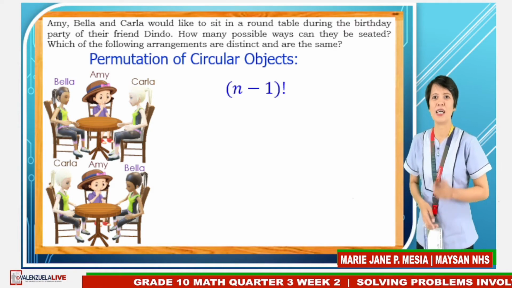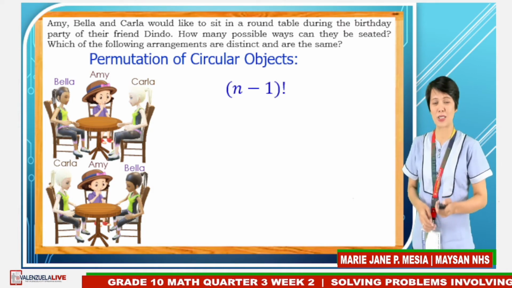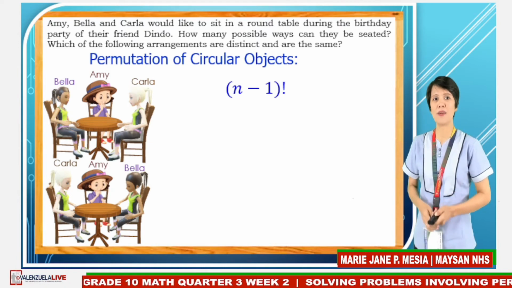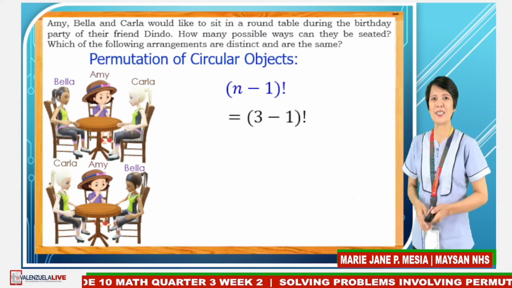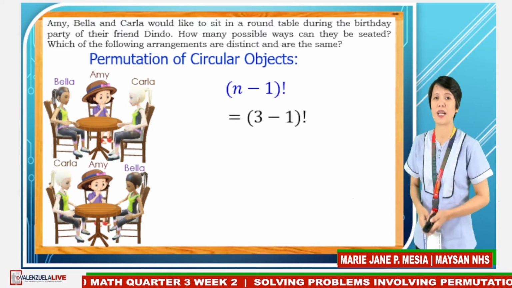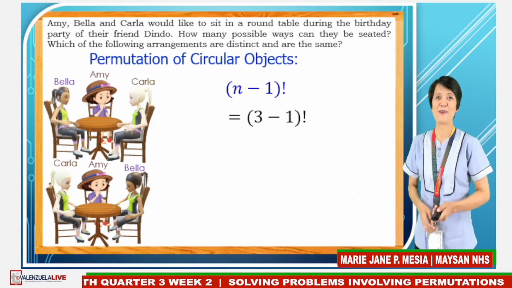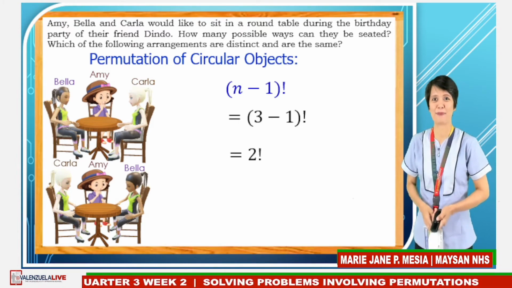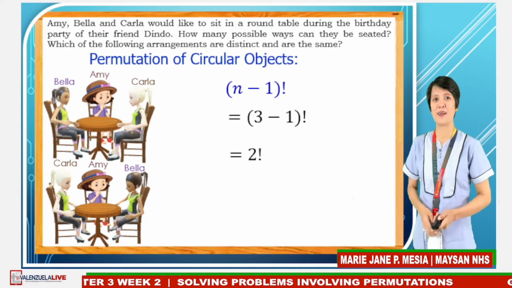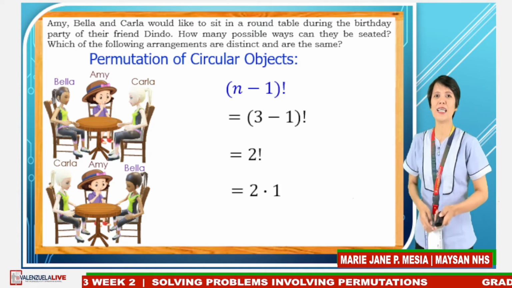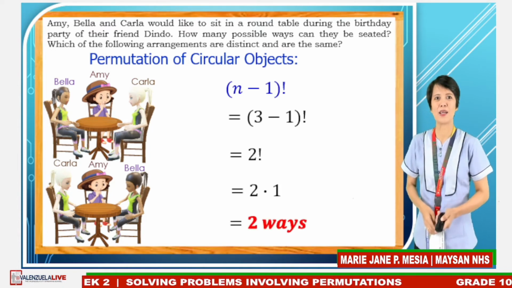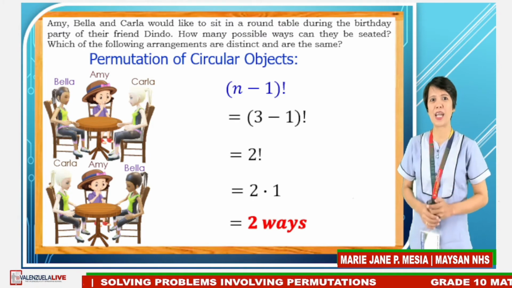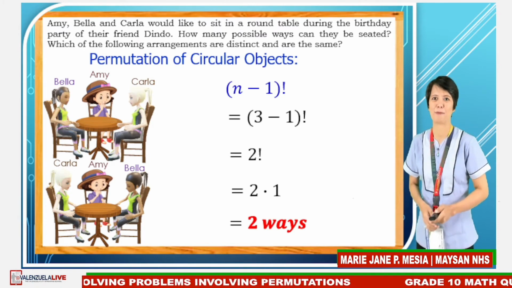We have the quantity n minus 1 factorial. Substitute the value of n. We have the quantity 3 minus 1 factorial. Simplify. We have 2 factorial. Expand the 2 factorial. We have 2 times 1. And the result is 2 ways, which is exactly the same as what we got earlier.